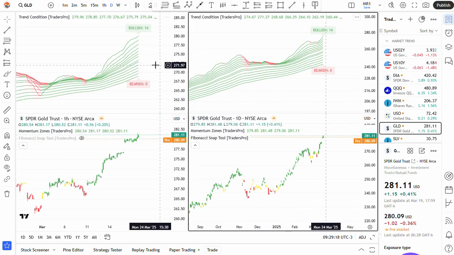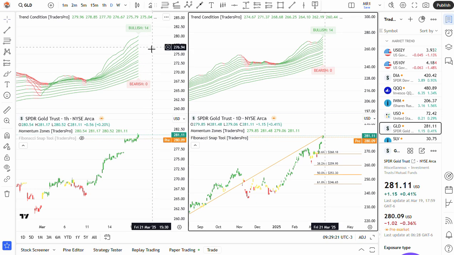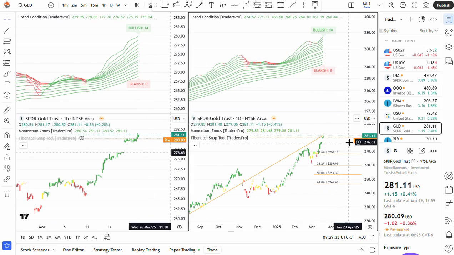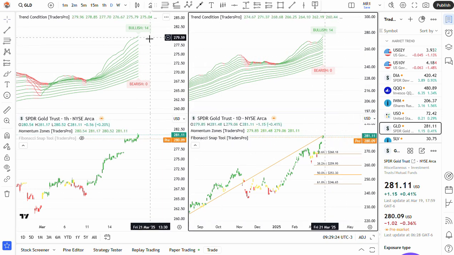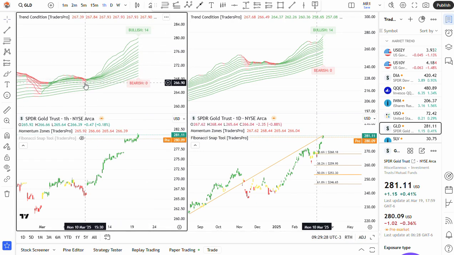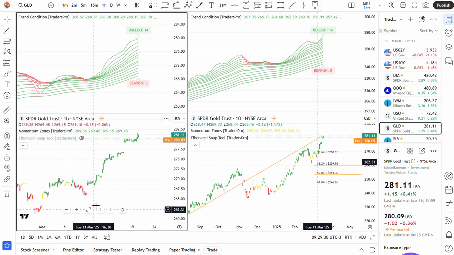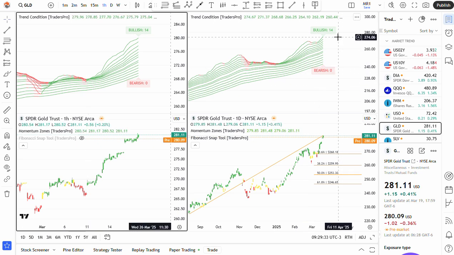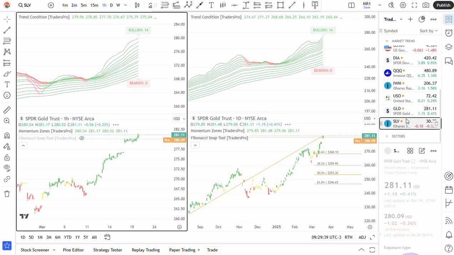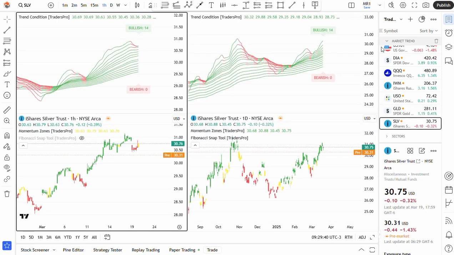GLD had a real big, nice run up, majority bullish, 14 and 0 across the board, and again, getting really expanded on that shorter term time frame where it could use some retracement, some consolidation. It's at all-time highs. If we get more risk in the market, we could see it continue to go higher, but it's certainly getting extended at these levels. We're seeing SLV also with some nice price pattern there.